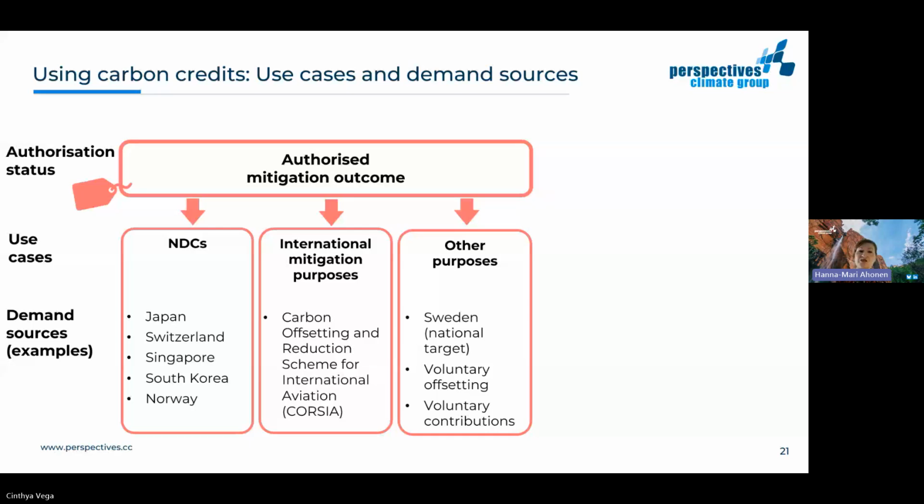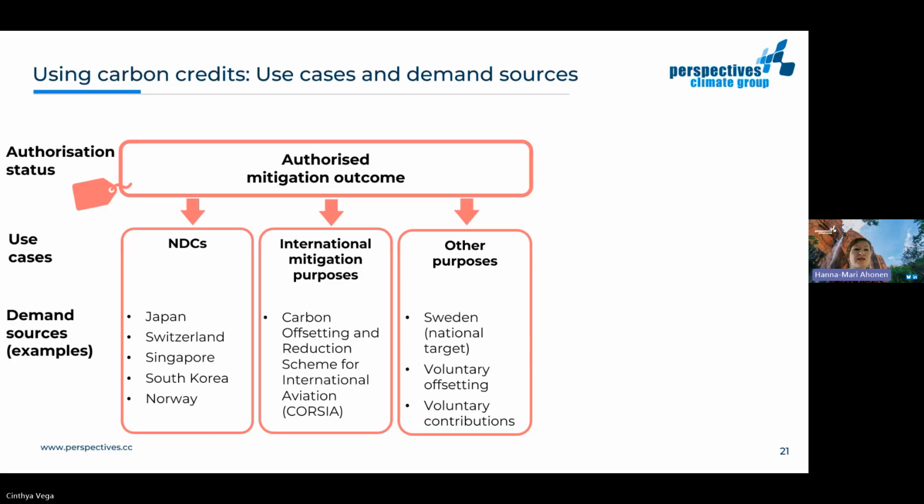Then for international aviation, we have a scheme called the Carbon Offsetting and Reduction Scheme for International Aviation, or CORSIA, which is now in a voluntary first phase. International airlines can buy ITMOs, or mitigation outcomes that are authorized, to meet their obligations under CORSIA. And then there's Sweden, who is not using ITMOs towards its NDC, but towards a national target. They're also buying ITMOs. You can also have some voluntary buyers for ITMOs for voluntary offsetting or even voluntary contributions.